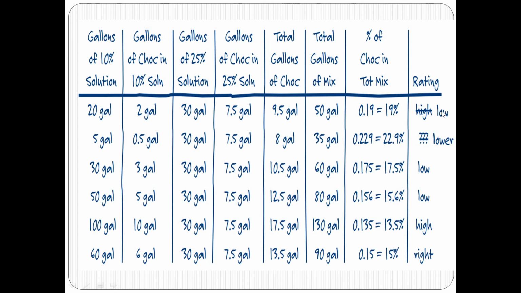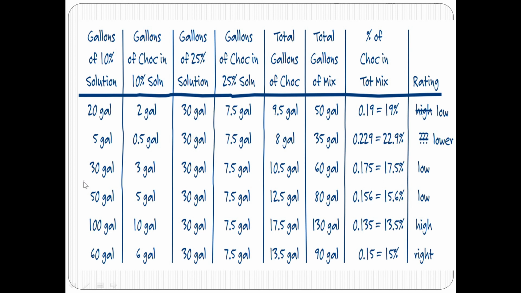However, when he was rating the numbers he's doing, he found that when he went down, the percentage went up. So maybe we shouldn't go down, we should go up. So the next guess he made was 30. So 10% of 30 is 3. Again, this is fixed. The chocolate will be 10.5. Total would be 60. Find the percentage and you'll find 17.5. So it went down, but not enough.